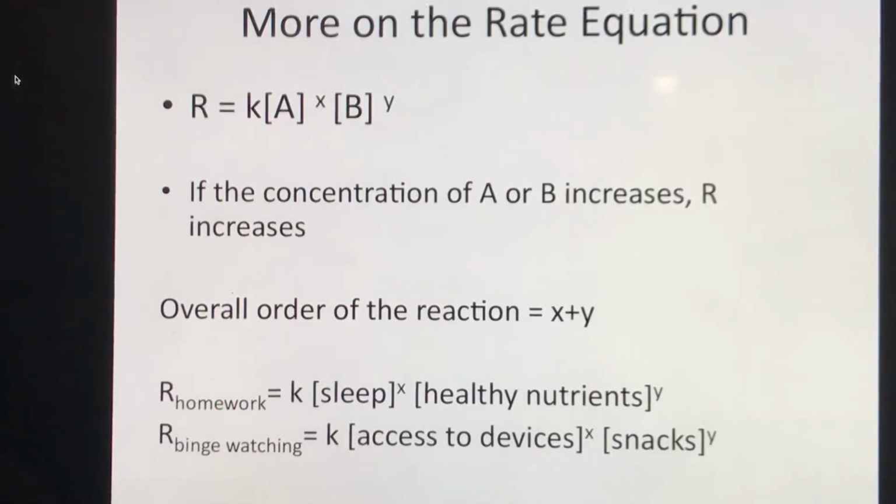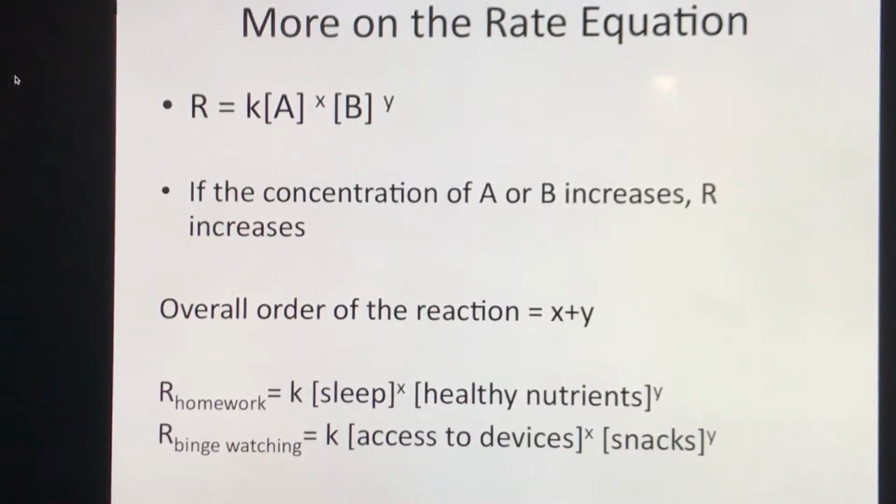So a little bit more on the rate equation. Okay, we can see that if A increases or B increases, right, then R will increase. So if we're increasing the concentration of either or both of these reactants, then it's going to increase the rate of it. And then the book also points out that the order of the reaction, sort of that concept, is the sum of the two exponents. So the X plus the Y gives us the overall order of the reaction.